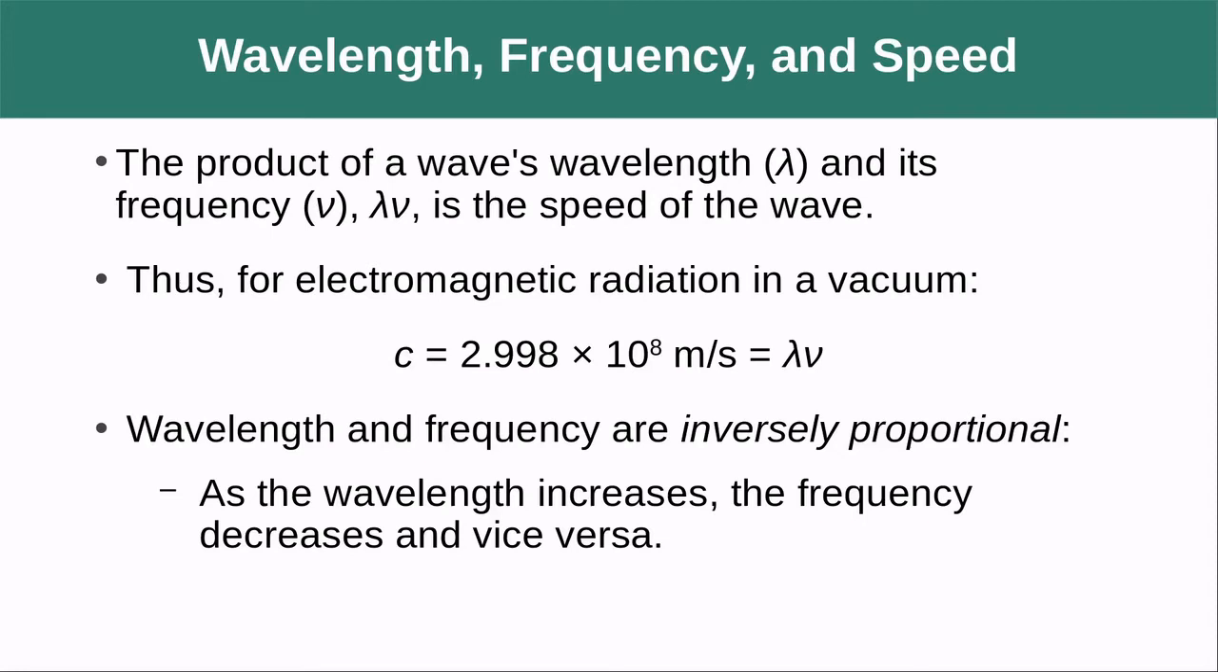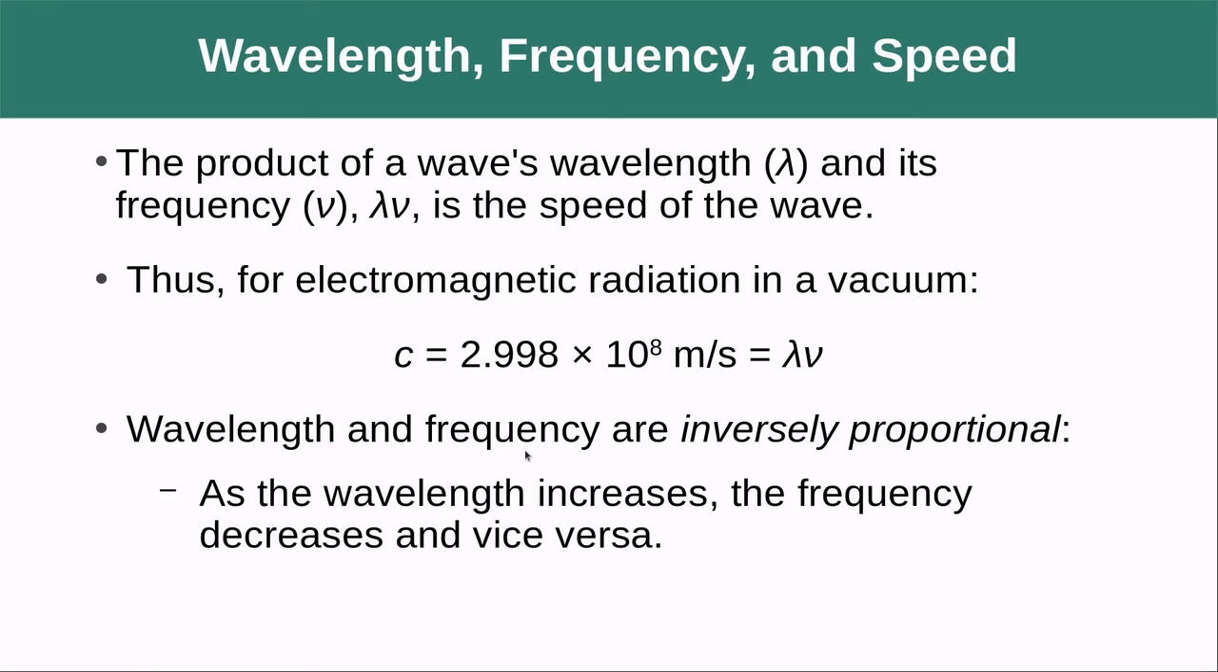So how can we relate these together? The product of a wave's wavelength and its frequency, which we're going to describe as lambda times nu, those are Greek letters, is the speed of the wave. So we have this relationship here where we have c, the speed of the wave, is always going to be equal to this constant and is equal to lambda times nu. Again, lambda is in units of meters and nu is in units of 1 over seconds, and so we wind up getting this speed here of meters per second.